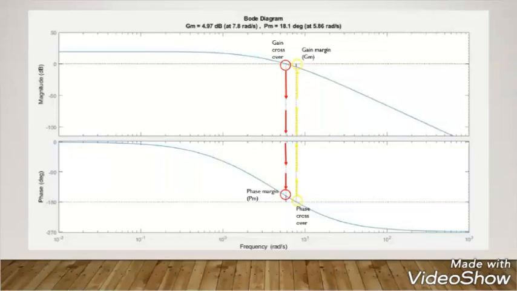And to determine the gain margin, we need to see the phase crossover from the phase diagram and make a straight line to the magnitude diagram and see the gain margin that approaches the 0 dB line. So we get the result. The gain margin value is 4.97 dB at 7.8 radian per second, and the phase margin is 18.1 degrees at 5.86 radian per second.